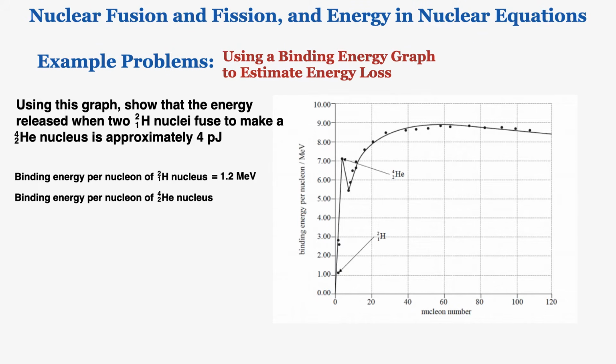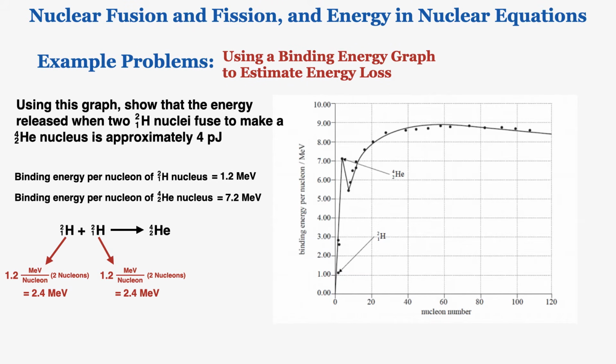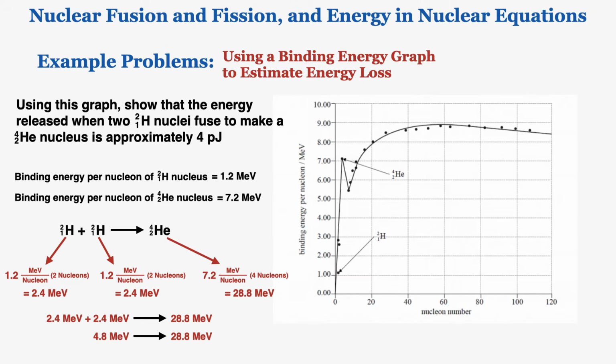And the binding energy per nucleon of helium-4 is here. So that's going to be about 7.2 mega electron volts. So I know that I'm fusing 2 of these hydrogen-2 particles to make a single helium-4 particle. So I can just find the individual binding energies of each particle using the numbers that I got from the graph, and then compare the total energy before and after. So I can see that the energy change is 24 mega electron volts. So that's the energy released.